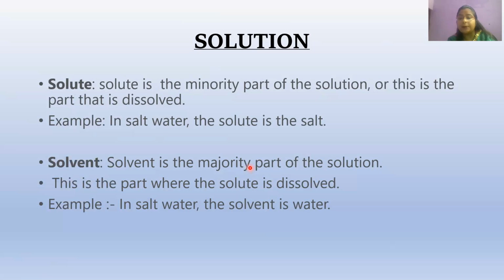Solvent is the majority part of the solution. Solvent is the majority part. In salt water, the solvent is water. When you want to prepare a mixture of salt water, you put some salt and you put some water. The quantity of salt is very much less than water. So salt is the solute and water is the solvent. In any solution, the substance we put in a very small quantity is known as the solute, and the substance we put in large quantity is known as the solvent.